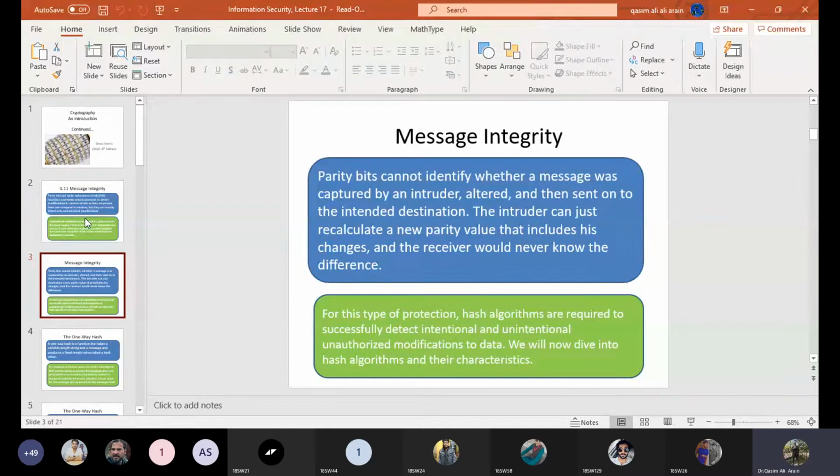Parity bits cannot identify whether a message was captured by an intruder, altered, and then sent on to the intended destination. The intruder can just recalculate a new parity value that includes his changes, and the receiver would never know the difference.